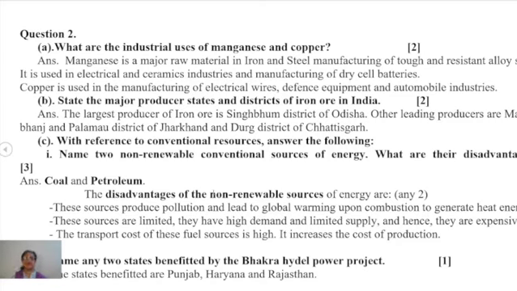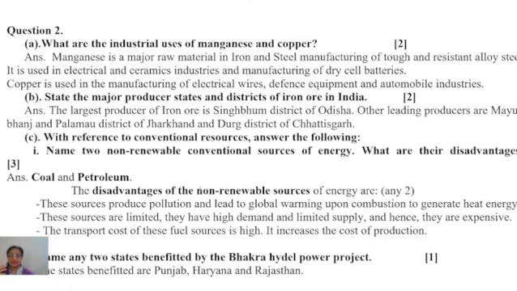Manganese, as you all know, is a major raw material in iron and steel manufacturing, to make the steel very tough and rust resistant. It is used in several alloy making also. It is used in electrical and ceramic industries, and manufacturing of dry cell batteries, etc. What about copper? Copper is used in manufacturing of electrical wires, defense equipment, and automobile industries. All these are sectors where copper is in great demand, especially electrical appliances, because it is a good conductor of electricity.